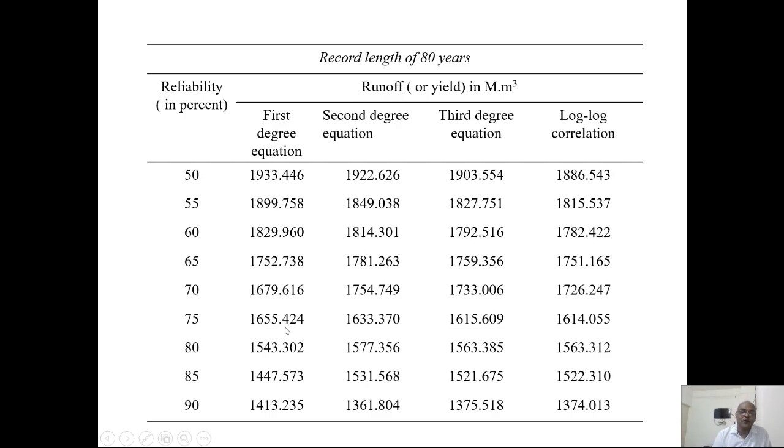This 1655.424 million meter cube value is obtained 75 times in every 100 years. And similarly here, for 90%, 1413.235, this value is obtained 90 times in every 100. So this is all regarding the reliability of the flows and record length for the 80 years, and the first degree equation values of the runoffs are expressed in table form. These values are used for further analysis for the design of irrigation projects, monitoring of reservoirs, and optimization of the cropping pattern that we will discuss in the next lecture of the series.